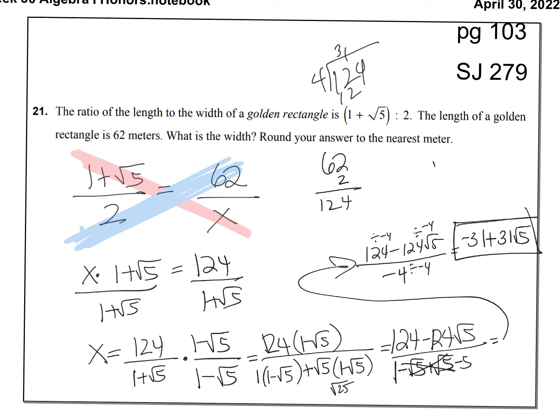So, width of golden rectangle with length of 62 meters is, and I should put meters beside this. That's my answer. Okay, moving on.